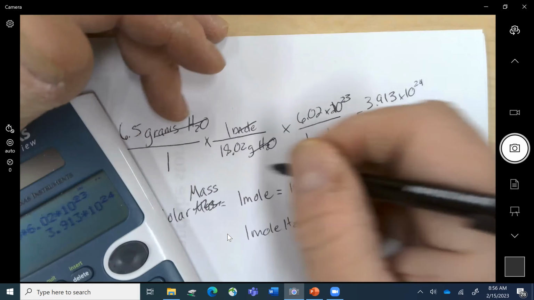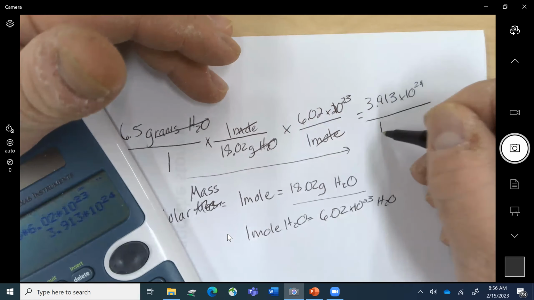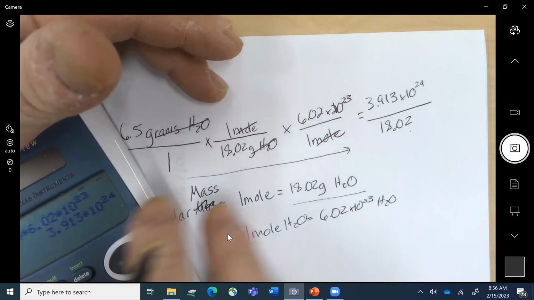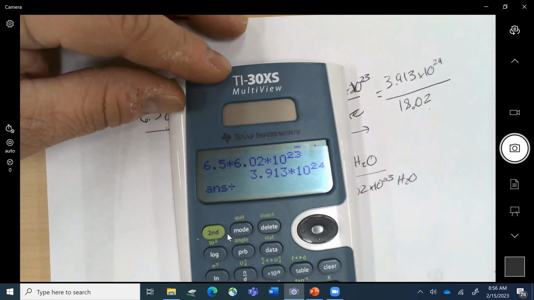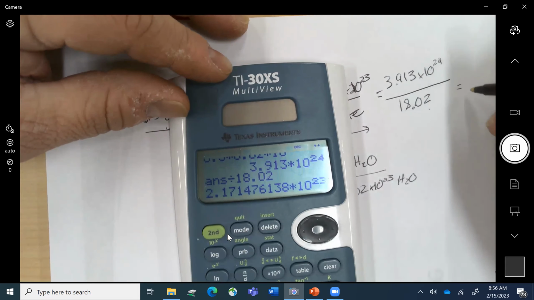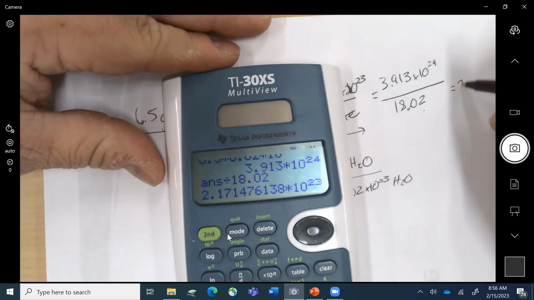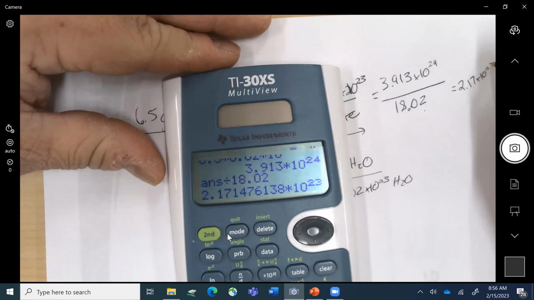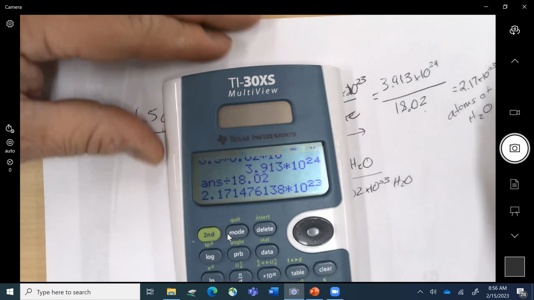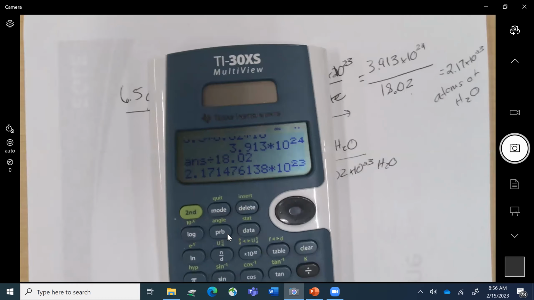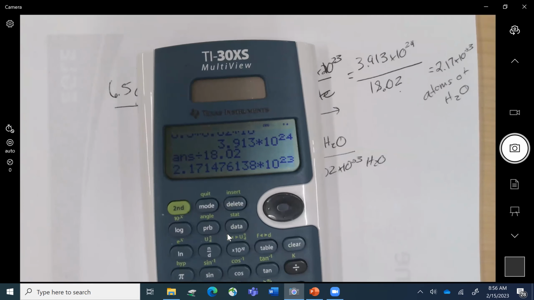Well, now you've got to multiply everything across here and then divide by the bottom number, which is 18.02. So you just hit divide because it'll move the answer down, and then it's by 18.02. It's going to give me, you only have to go to the second decimal here, 2.17 times 10 to the 23rd atoms of H2O. So that's still a really big number, 2.17 with 23 zeros behind it, essentially.